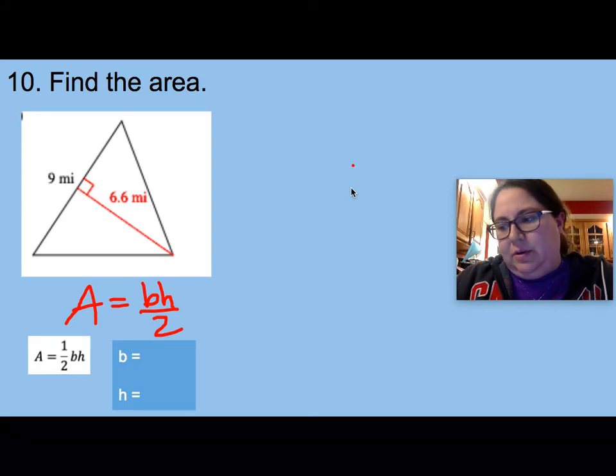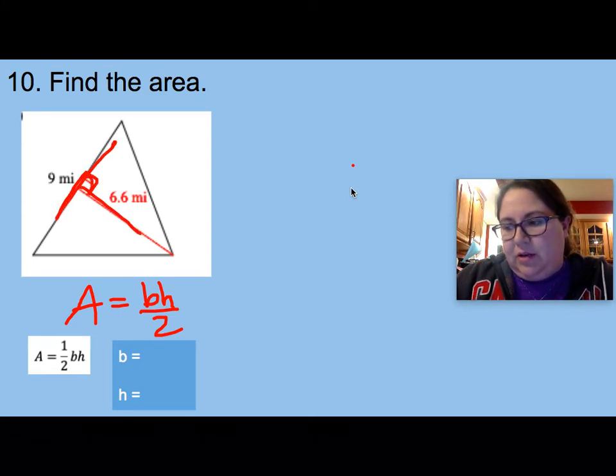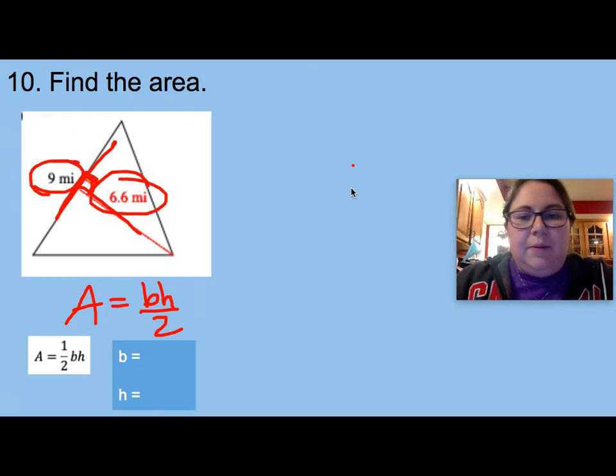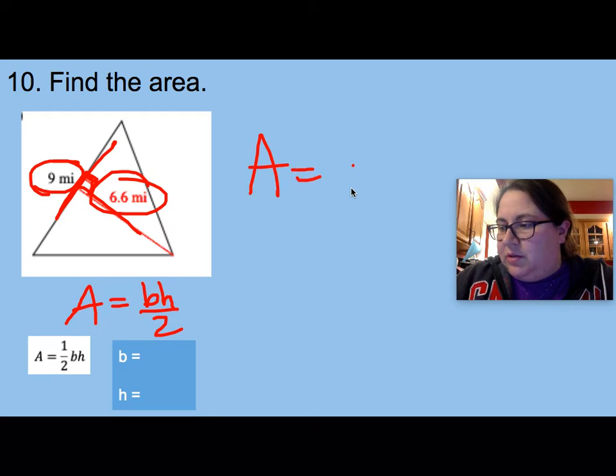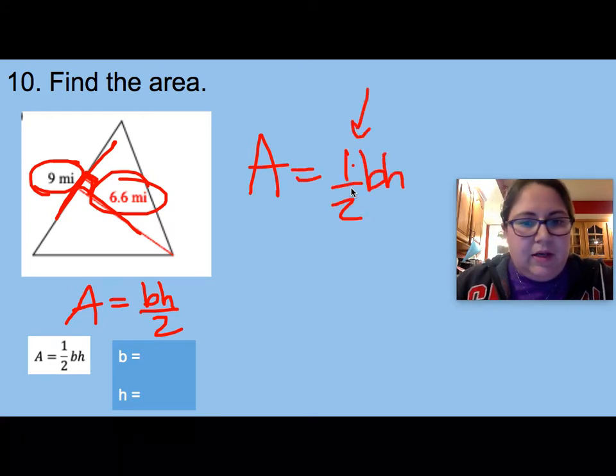So again, thinking about what we know about base and height, we know the base and the height are connected by the right angle. There's the right angle there, so obviously we're using these two numbers. The biggest mistake with triangles is if we've got 1/2 times the base times the height, a lot of people forget the half.